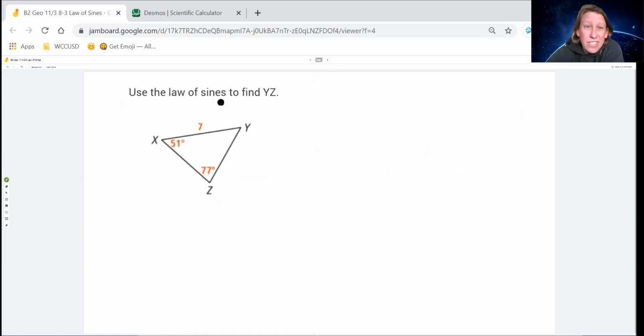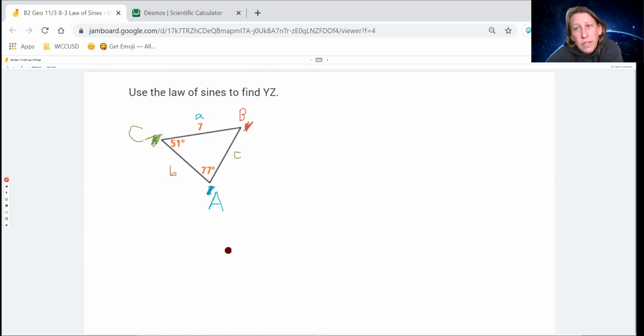So let's try it. Let's try to use the law of sines to find YZ. YZ is here. I'm going to call this C. I'm going to change the name of this angle to C because it's going to be a heck of a lot easier to use the formula. Okay, I'm going to change this angle to A. And I'm going to change this side length to A. And just since we're on a roll, I'm going to change the name of this angle to B, and this side is B.